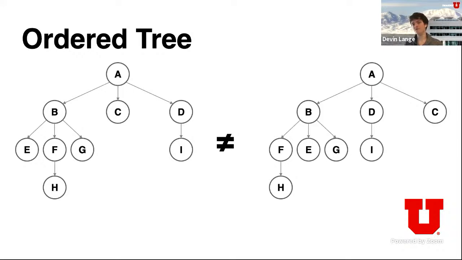There's a special type of tree which keeps track of the order. For unordered trees, these two diagrams would be equivalent, right? The general topology is the same, but with an ordered tree, the ordering of your children is important. Yeah, and in this case, you often end up using parent-child terms to describe the relationships in these trees.